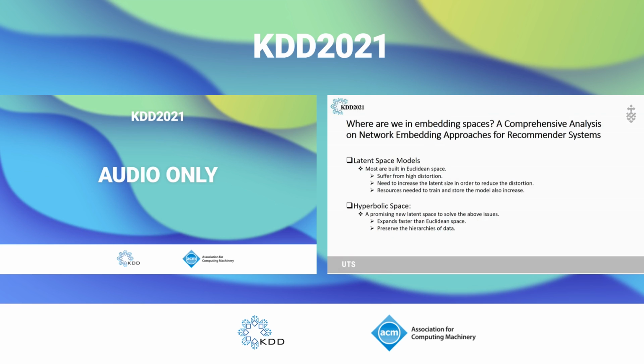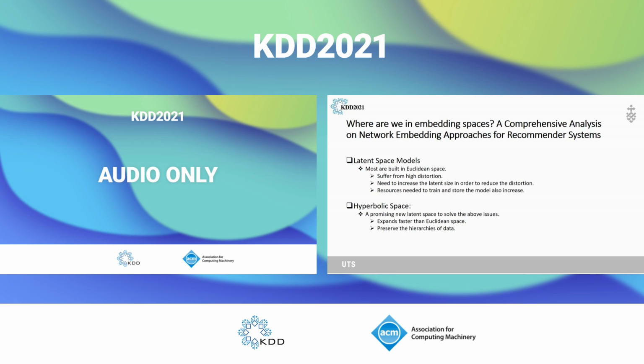Latent space models such as matrix factorization-based models and metric learning-based models are widely used in graph-based recommender systems. Conventional latent space models are built in Euclidean space. However, Euclidean embeddings suffer from a high distortion when embedding scale-free and hierarchical data. The distances of users and items are not likely to be preserved when embedded into Euclidean space.